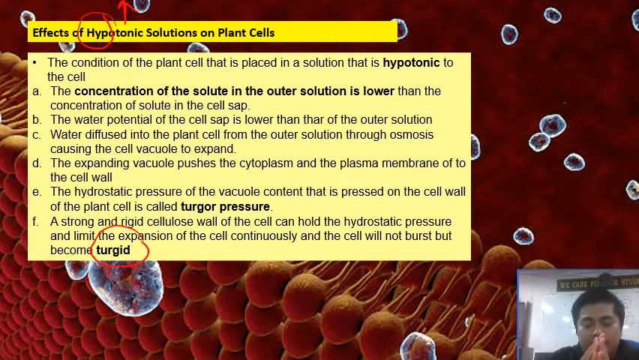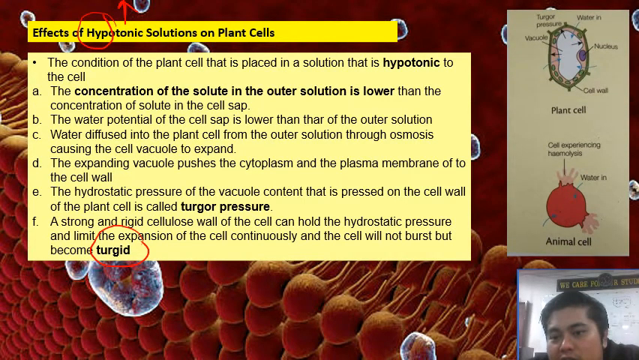Kenapa dia jadi turgid? Sebab air dalam vacuole tadi dia akan menolak cytoplasma dan juga plasma membrane ke dinding sel. Tapi sel tu tak boleh pecah. Kenapa tak boleh pecah? Sebab dia ada cell wall. So, bila ada cell wall, ingat fungsi cell wall dia beri bentuk dan structure, dan kekalkan shape tu. So, bila dah kekal shape dia, dia tak boleh nak collapse. So, macam ni. Bila air masuk, dia akan menolak ke dinding-dinding sel tu, menyebabkan sel tu segah ataupun turgid tadi.